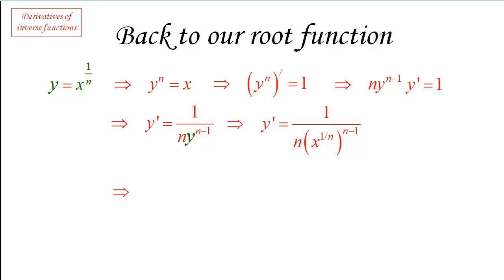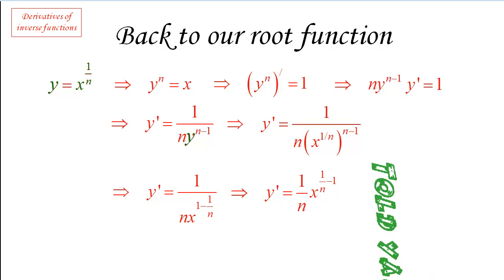A power of a power is obtained by multiplying the two exponents. That gives us 1 over n times n, which is just 1, minus 1 over n times 1, which is 1 over n. So all we have to do now is take that x and move it up to the numerator by taking the negative of the exponent. And that gives us, surprise, surprise, 1 over n times x to the power 1 over n minus 1, which is exactly what the power rule was telling us.